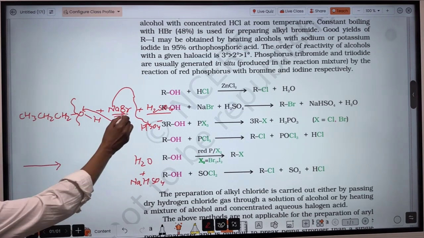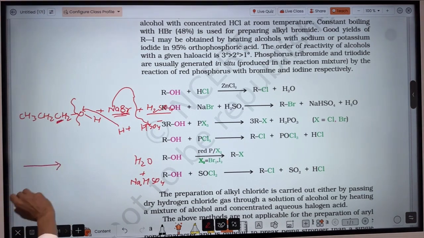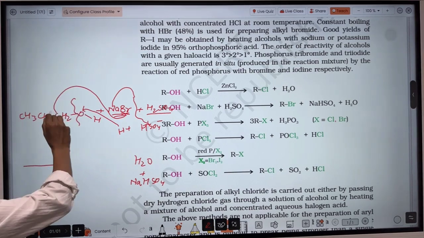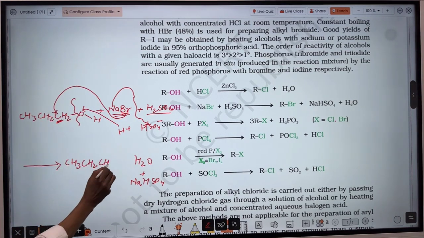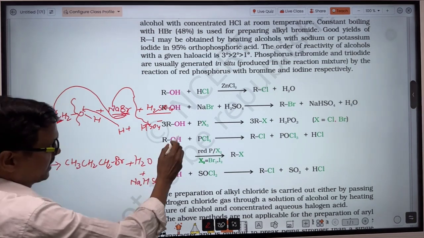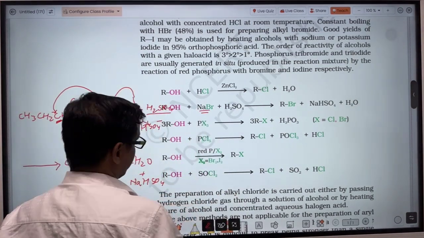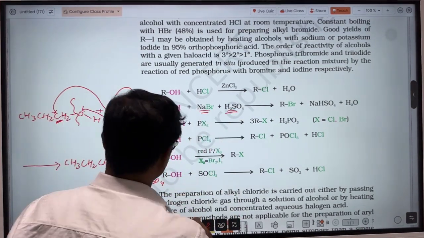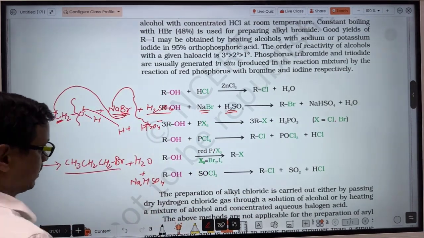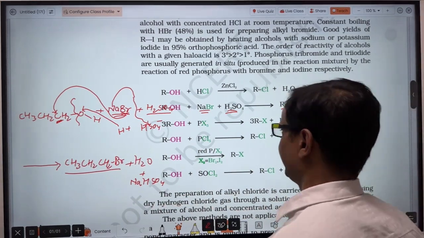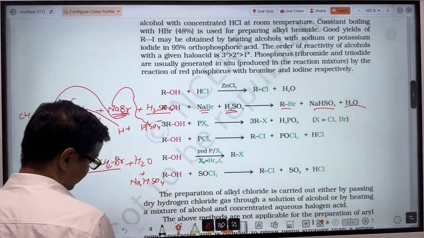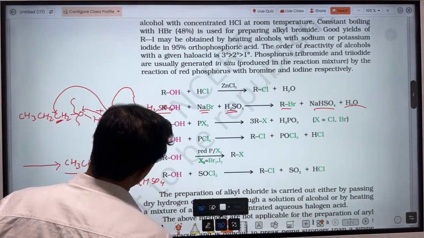Then the bromine, after its valency is left, and the carbon will also have a free valency, so bromine will combine to this carbon. So when the alcohol reacts with NaBr and H2SO4, there will be formation of RBr, a bromoalkane, H2O and NaHSO4.